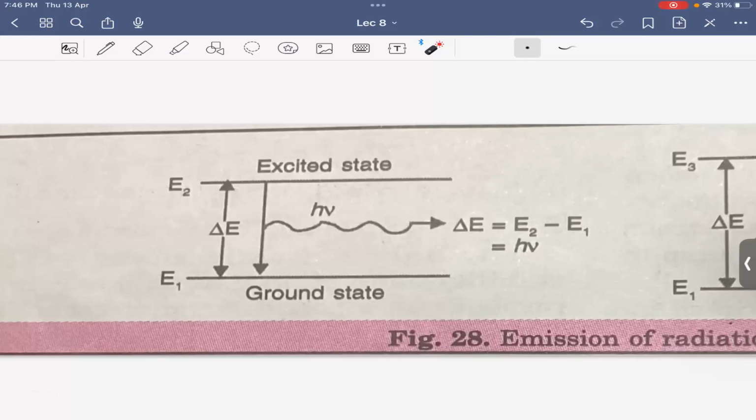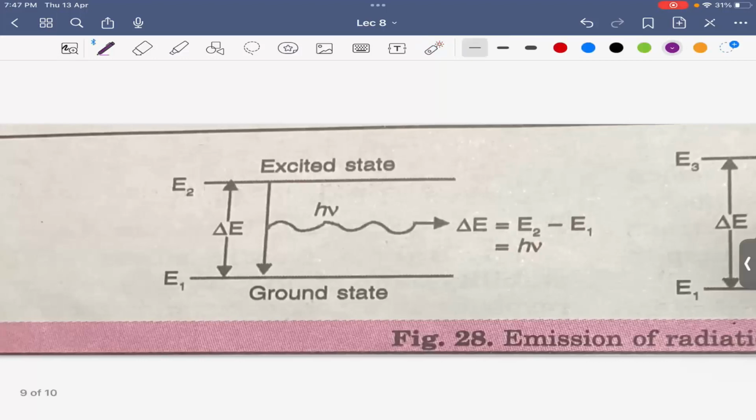For example, if the electron comes back from this energy state to this energy state, the energy level difference will be E2 minus E1, which is nothing but the energy of the associated wave, h into nu. Therefore, the frequency of the emitted radiation would be given by how? The energy is E2 minus E1, which implies nu is equal to E2 minus E1 divided by h.